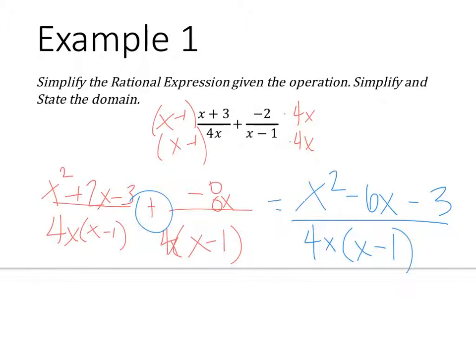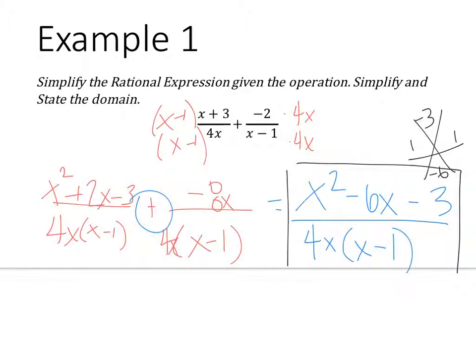I try the star at the top since I have 3 terms to see if anything will factor. And when I look, I do not think there's a single thing in this world that will multiply to negative 3 but add to negative 6. So this is going to be my final answer. I just need my domain: x cannot equal 0 or 1. So there we go. Same thing you did 2 days ago.